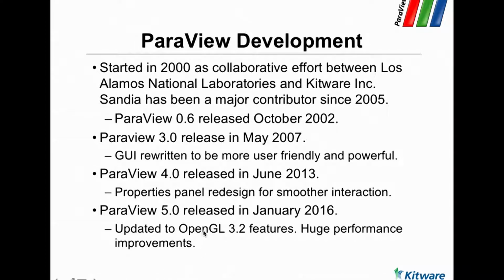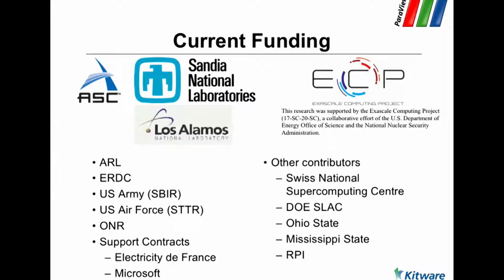And in ParaView 5.0, we rewrote the rendering backend to use modern OpenGL. Before that, we used legacy OpenGL with a fixed pipeline. Now we are using shaders and all the modern OpenGL features. For current funding, we work a lot with many national labs and also with commercial companies and other contributors such as universities.